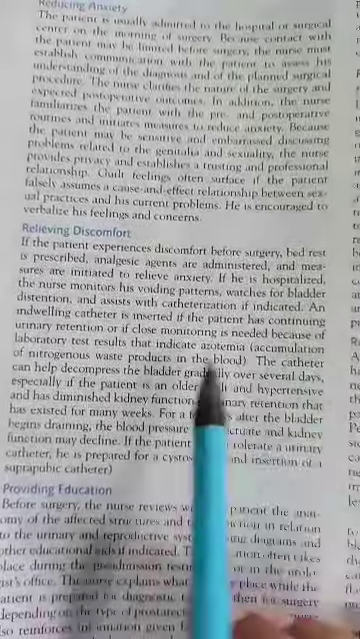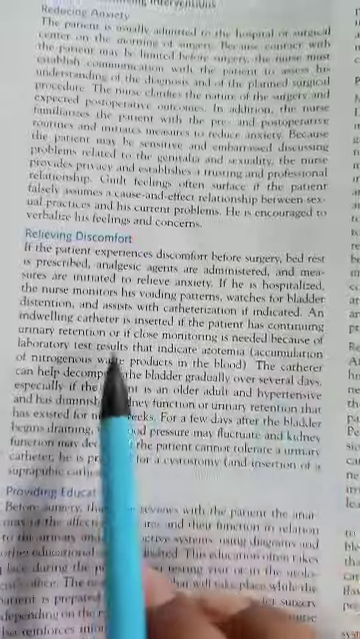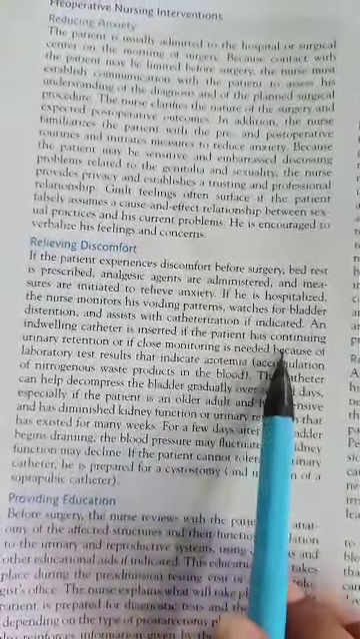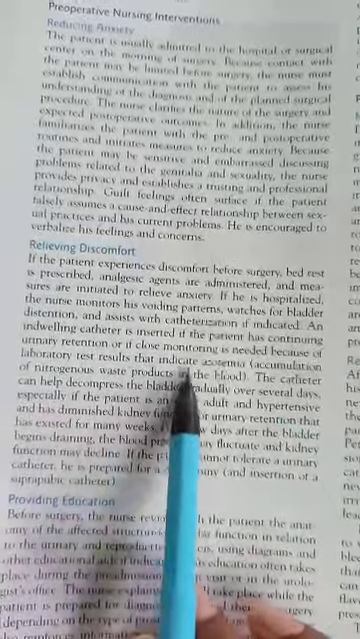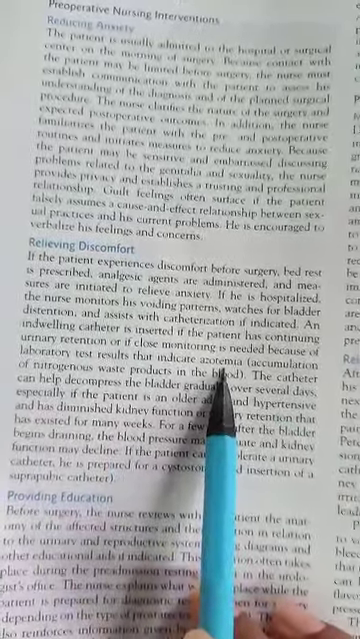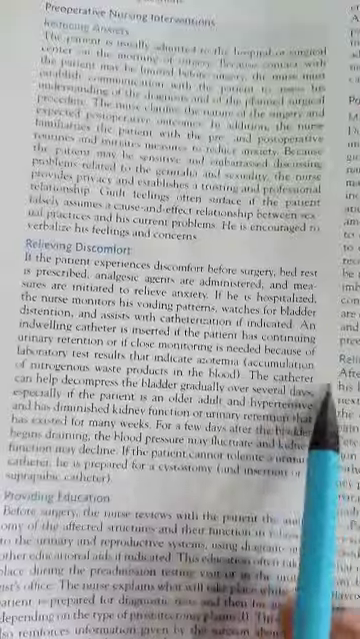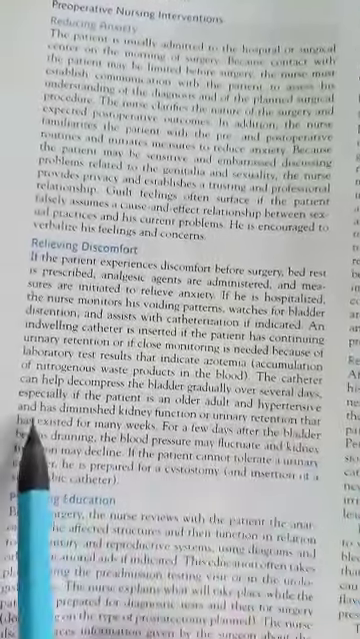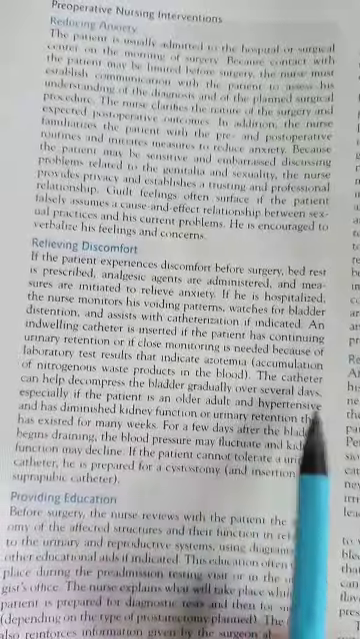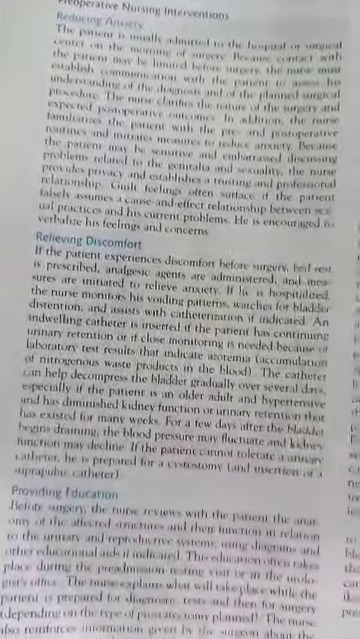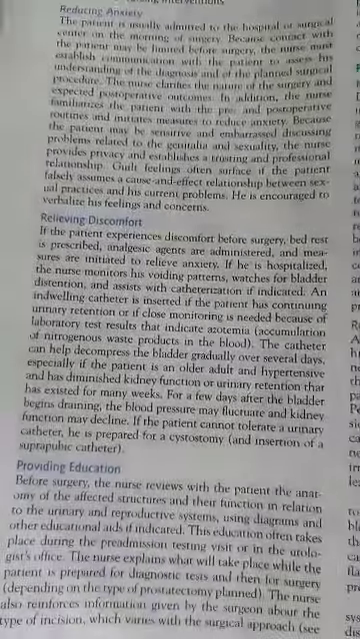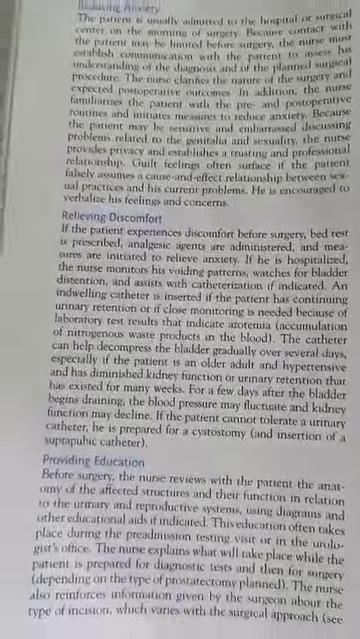Okay, an indwelling catheter is inserted if the patient has continuing urinary retention or if close monitoring is needed because the laboratory test results indicate azotemia. The catheter can help decompress the bladder gradually over several days, especially if the patient is an older adult and hypertensive, with diminished kidney function or urinary retention that has existed for many weeks.